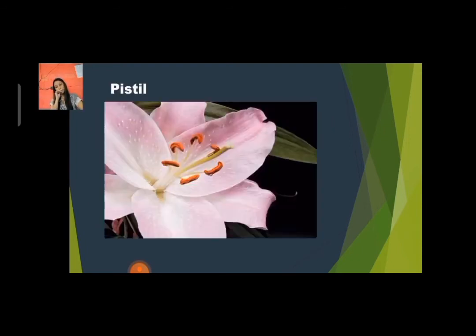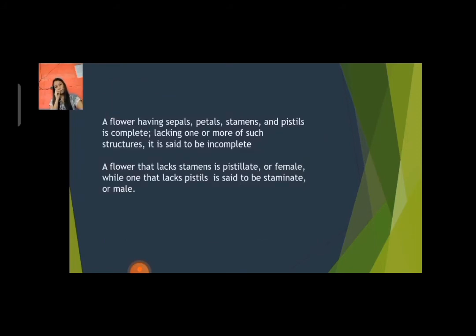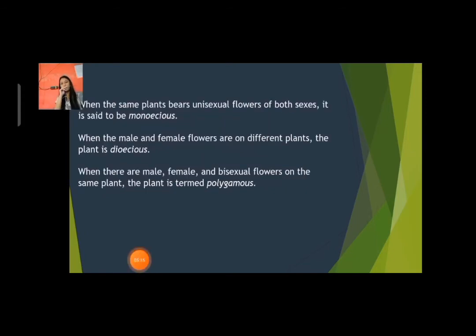This picture is a lily with a pistil surrounded by stamens. A flower having sepals, petals, stamens, and pistils is complete. Lacking one or more such structures, it is said to be incomplete. A flower that lacks stamens is pistillate or female, while one that lacks pistils is said to be staminate or male. Monoecious is a plant which has the capacity to bear both male and female reproductive structures.